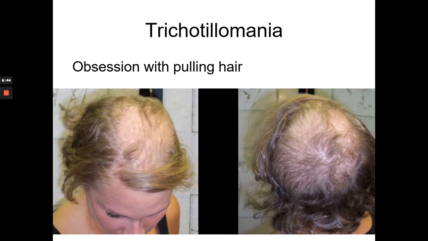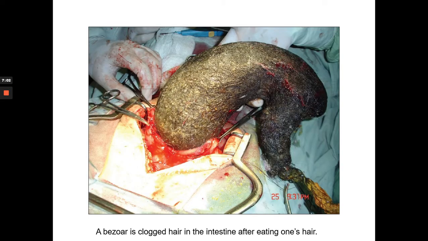Trichotillomania. Trichotillomania is an obsessive compulsive type disorder where people pull their hair. Okay. And sometimes, it's like an obsession. It's like you see a hair that's out of place and you want to yank it out. Some people will eat it and then have to get the hairballs surgically removed from their lower intestine.